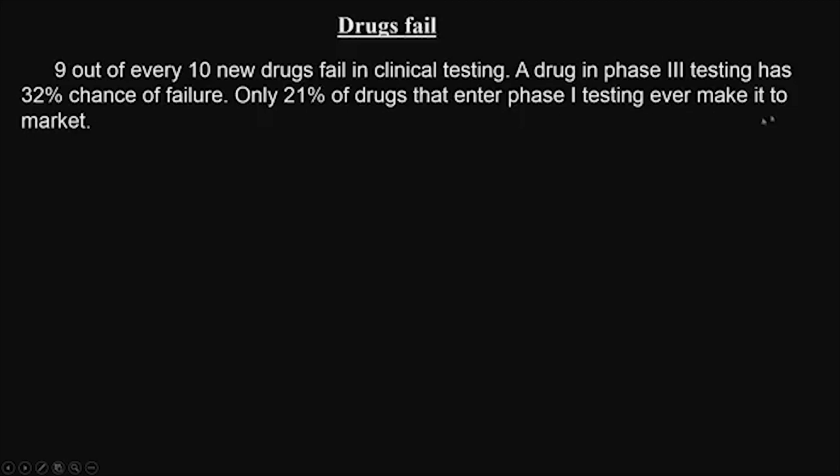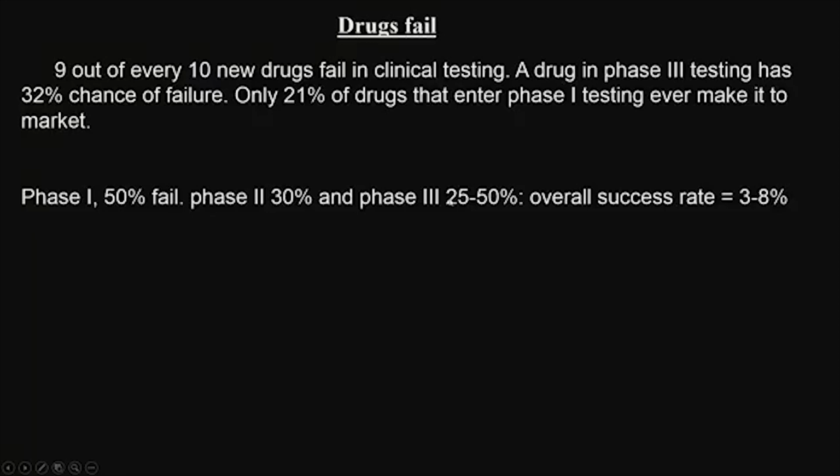So, only 20% of drugs that enter phase 1 make it to the market, 20%. That means the remaining 80% fail. So, whatever money they have spent goes down the drain. So, that is why computational tools are being widely used, so that we try to find out possible failure compounds and do not take them further. In phase 1 50% fail, phase 2 30% and phase 3 25 to 50%. So, the overall success rate is 3 to 8%. So, like I said here 10%.